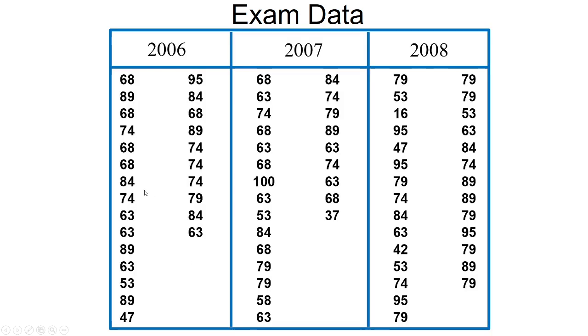So here's the three years of test data that I was talking about. I forget what chapter this was, but in 2006, this test, here's every score. And these are actual scores. Then I gave the same test in 2007, and these are the scores. And then I gave the same test again in 2008, and these are the scores. Now we're going to take the 2006 data right here, and we're about to analyze it.